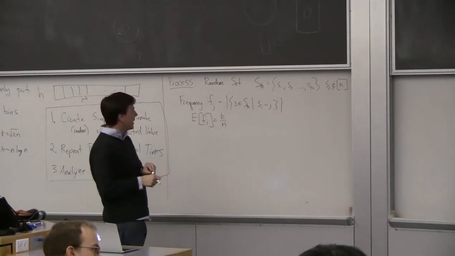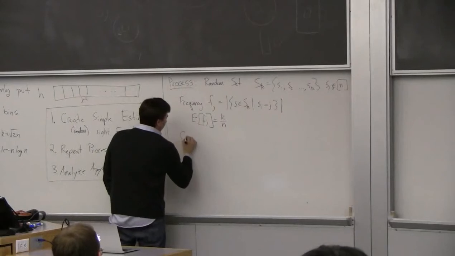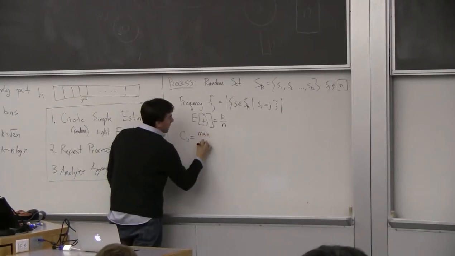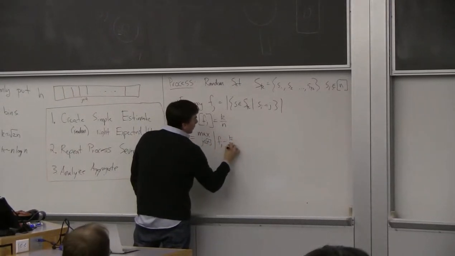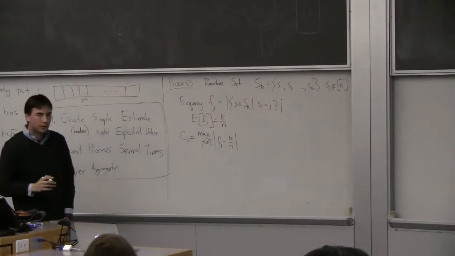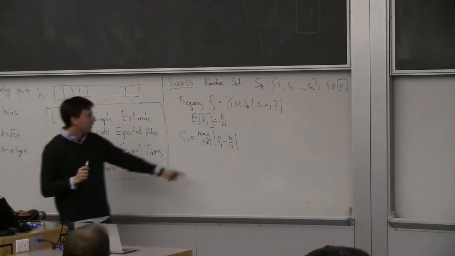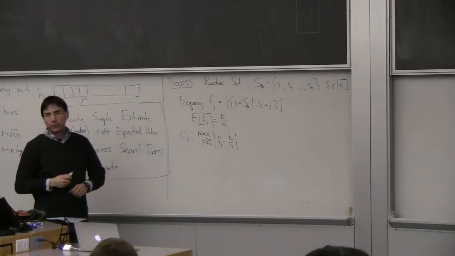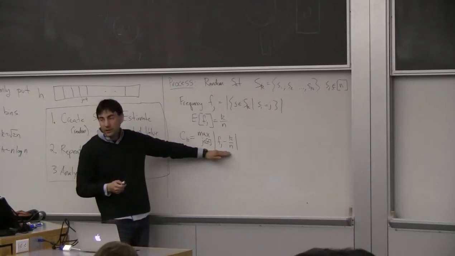I'm going to look at 2 ways of measuring how close they are to the expected value. We're going to call the count estimate C of k, which is the max over j in the set [n] of F of j minus k over n. This is the maximum difference of any bin from the expected value in the frequency count. So if some bin has 20 balls in it when it should really have 3, that's the worst case, and this will be 17.